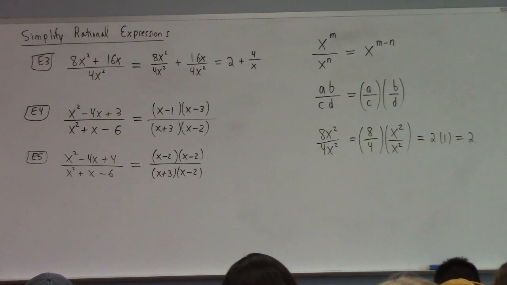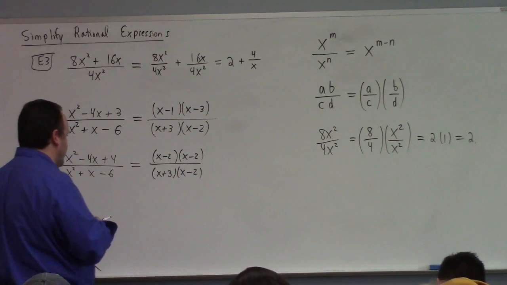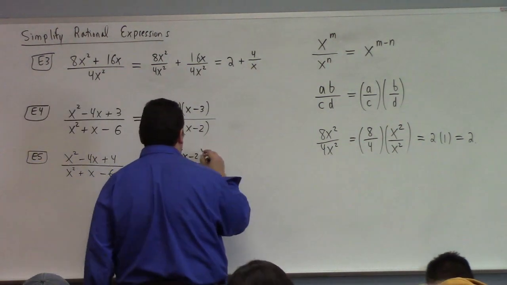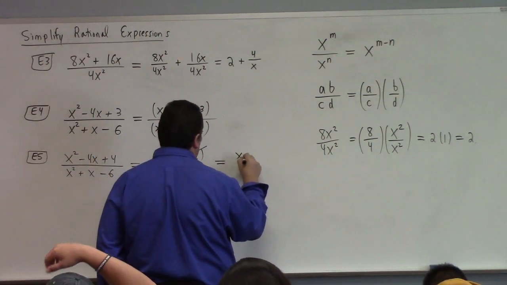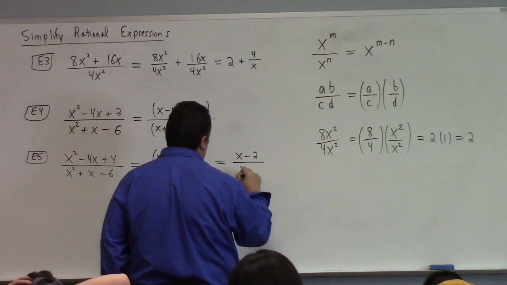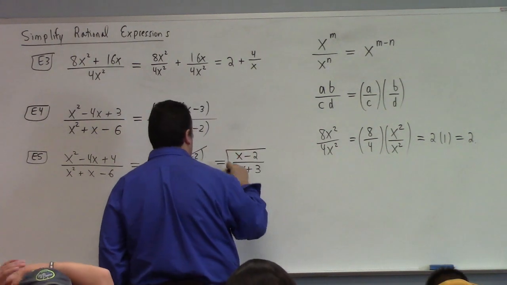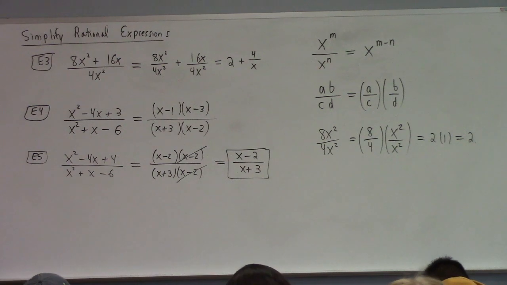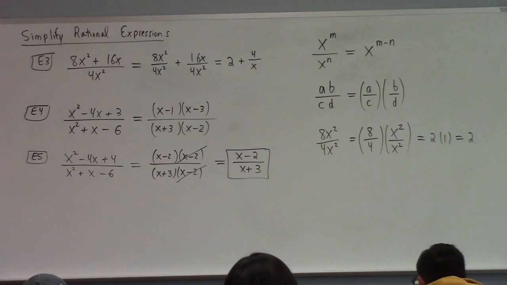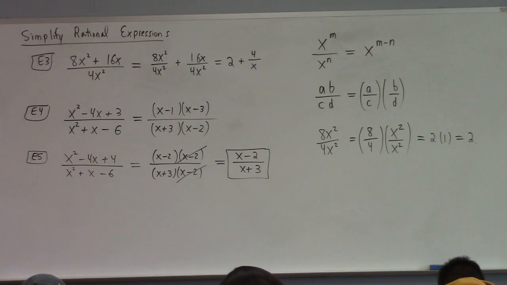So we cross the like terms out. So you're saying I can cancel this and that, right? Yes. And that leaves me with x minus 2 over x plus 3. And there you go, that's the fraction in lowest form. All right? Does that make sense?